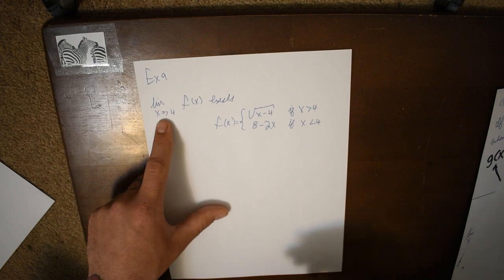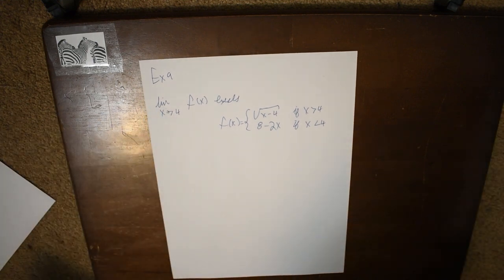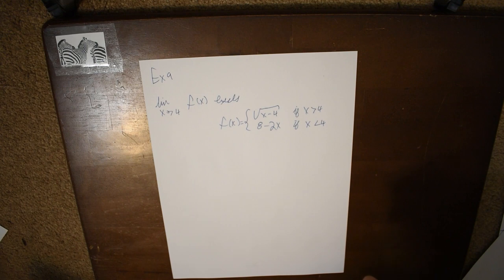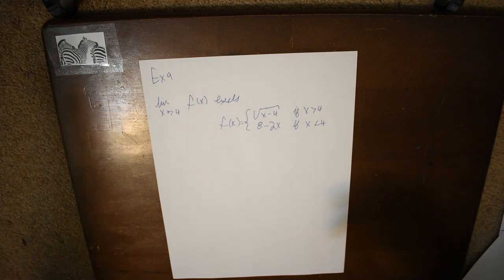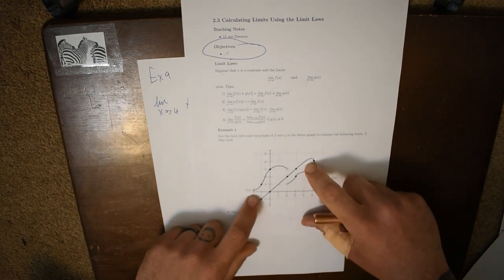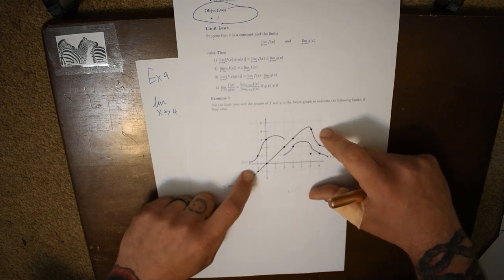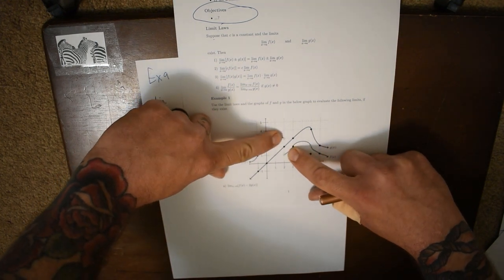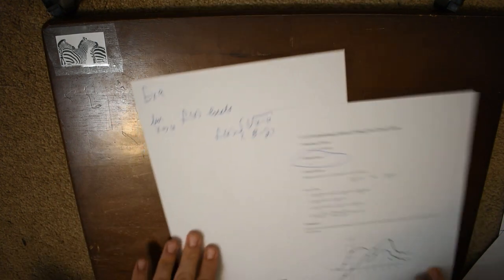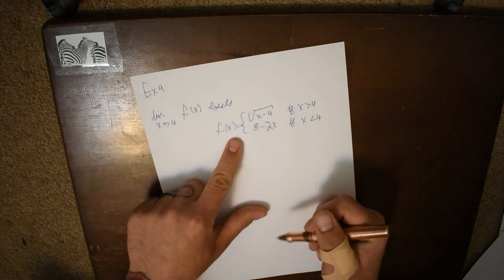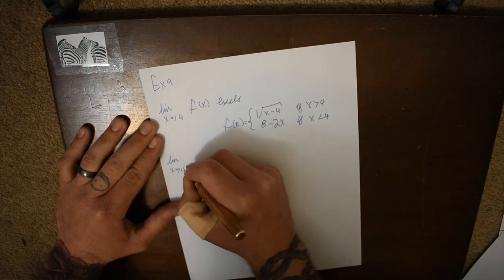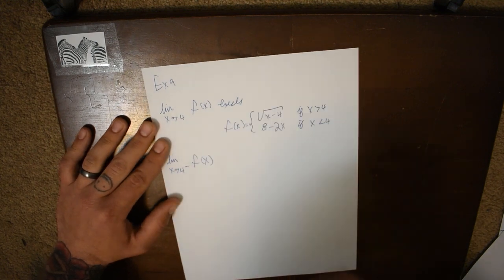So how do you know if a limit exists? Well, a limit only exists if you approach the same value from the left and from the right. Here's a smaller version of the chart. So, a limit only exists if the limit from the left equals the limit from the right. In order to see if this limit exists, we have to see what the limit as x approaches 4 from the left of f of x is.